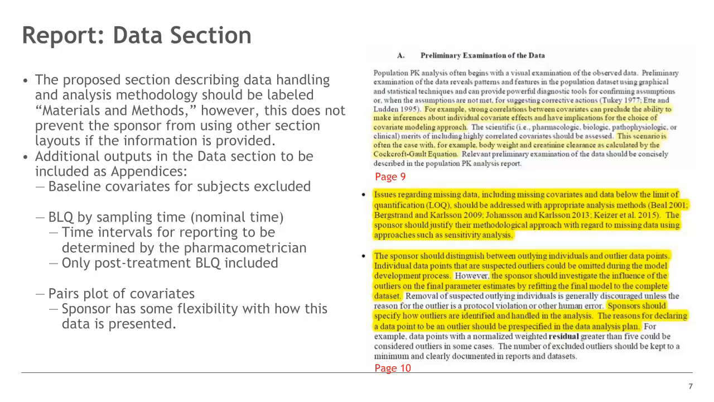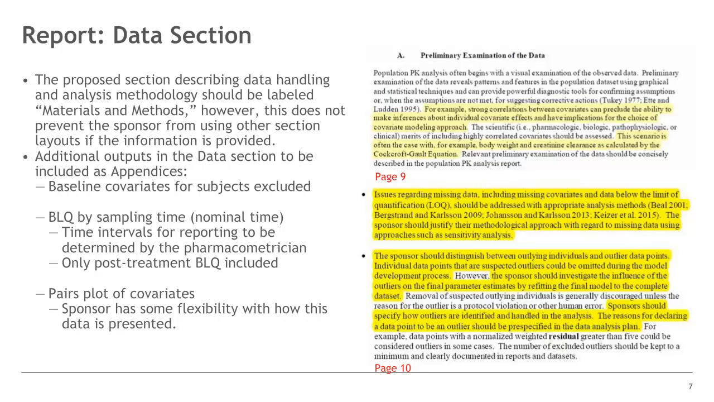On the left side, the first bullet is not really related to this, but one thing I want to mention is they suggested renaming the data section to materials and methods. However, this does not prevent the sponsor from using other section layouts as long as the information is provided. So as long as the content is organized in the correct sections, the title is not mandatory; you don't have to name it materials and methods, but that was a suggestion that we noticed in the guidance. Now, speaking about the additional outputs that I highlighted on the right side, right?